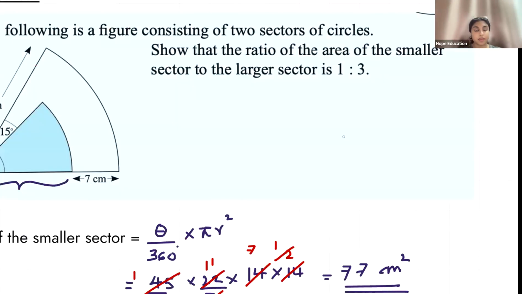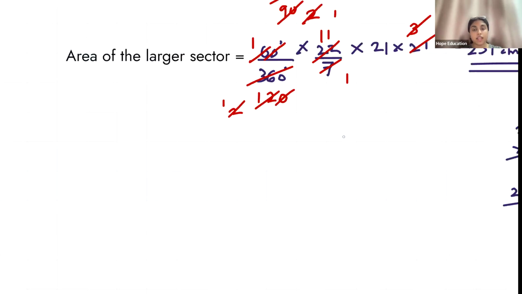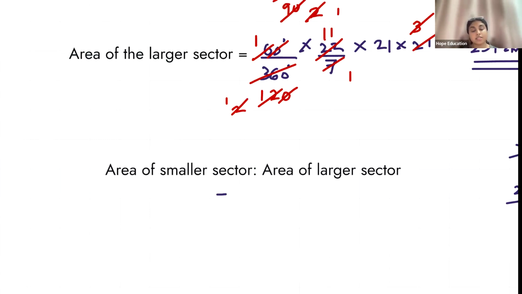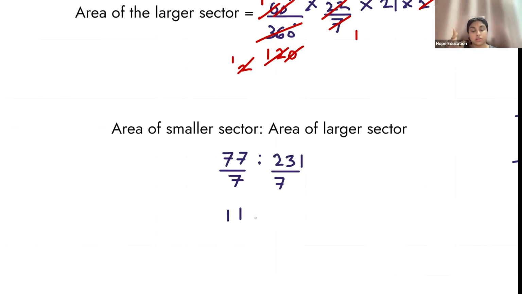Let's see. Area of smaller sector to area of larger sector. Now we know the area of the smaller sector is 77, no unit because we are talking about ratios, right? Larger sector 231. I will divide both sides by 7. So 7 times 11 is 77. 7 times 3 is 21, 22, 23. 7 times 3 is 21. And then here we have a 2 remaining. 7 times 3 is 21.